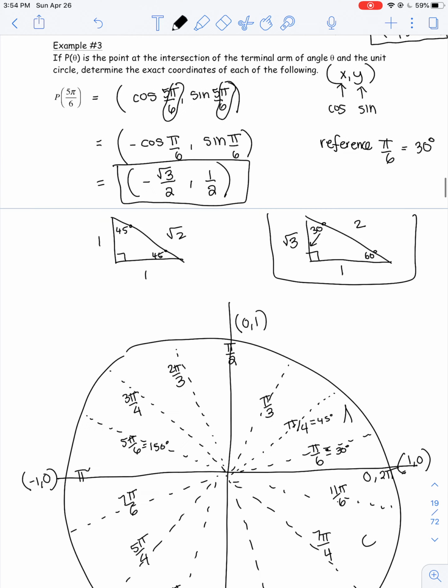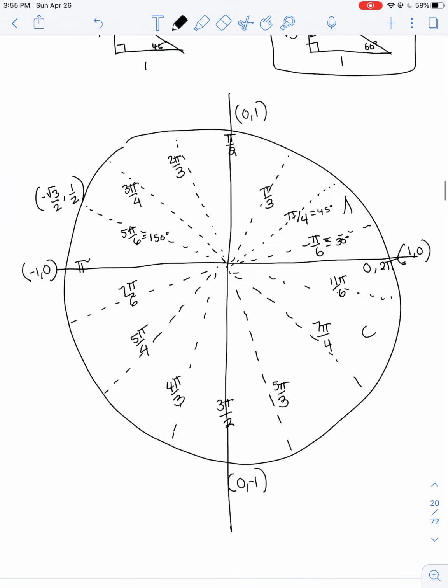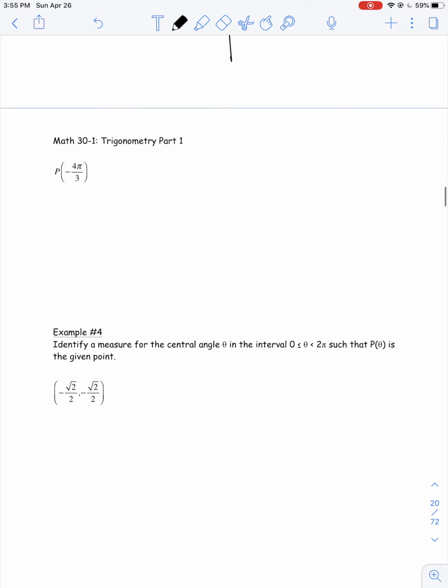Okay, so we're trying to find the cos value and then the sine value, and that would be the coordinates, the exact coordinates on the unit circle. So what I'll do is I'll label that over here. So I know that 5 pi over 6 is equal to negative root 3 over 2 and 1/2. Okay, let's look at our next example. So they want the coordinates of cos negative 4 pi over 3, and they want sine of negative 4 pi over 3.